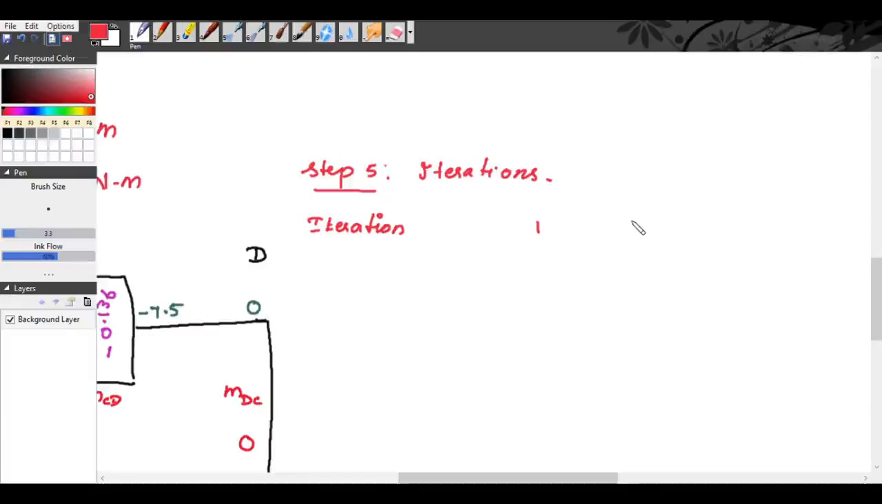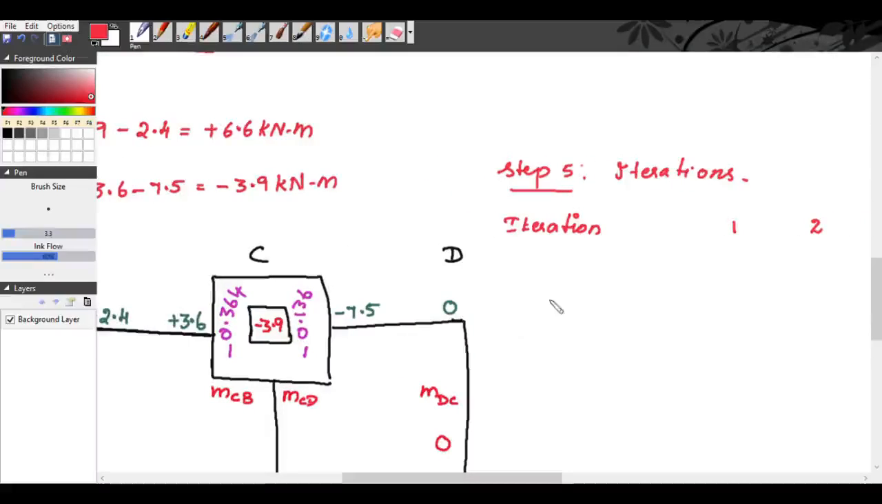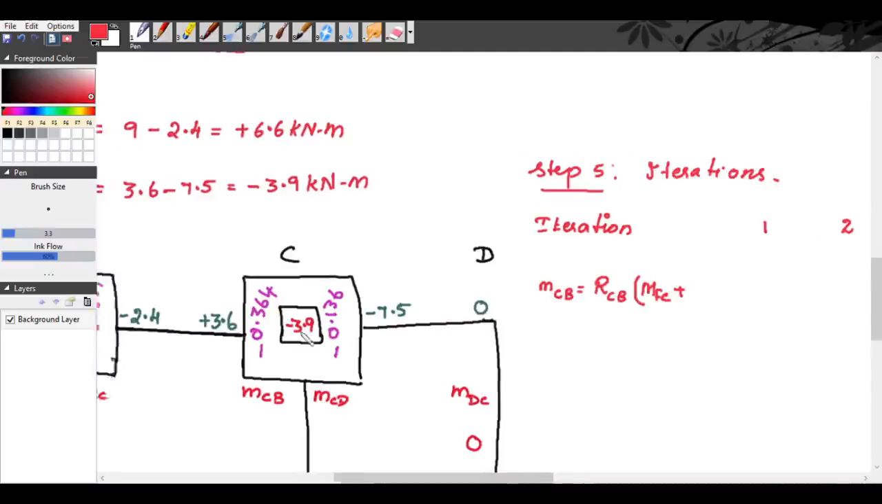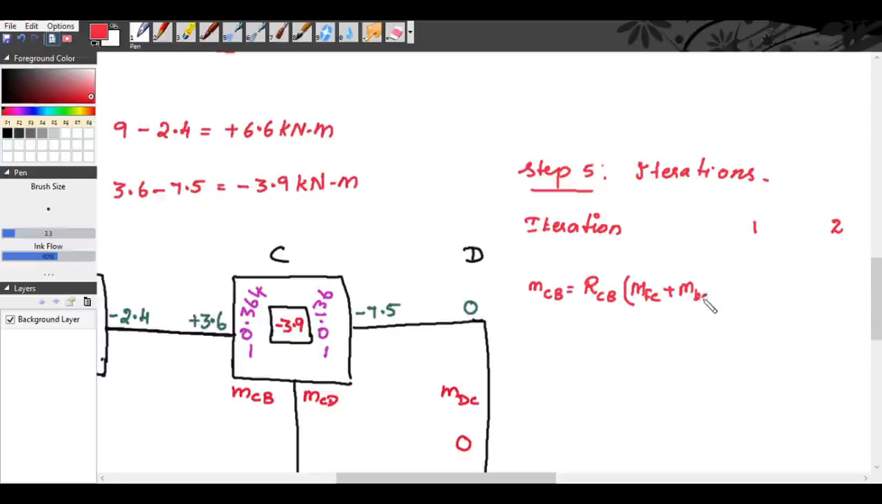So 1, 2, 3, 4, 5. First of all we will calculate MCB. We know the formula: MCB is equal to rotation factor of CB multiplied by the sum of the restraint moment, which is written in the smaller box, that is MFC, plus the nearer joint's contributing rotational contribution, that is MBC, right?